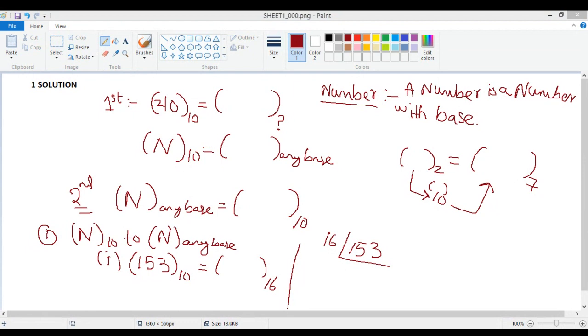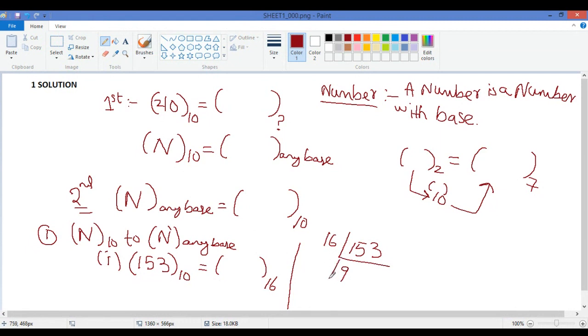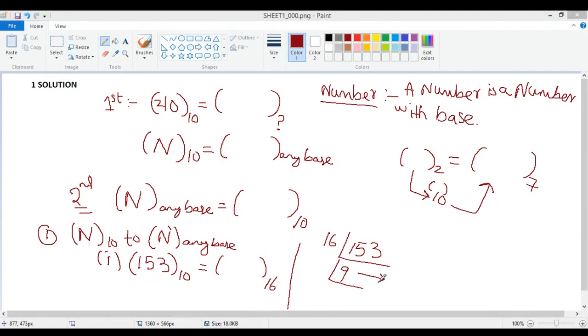Yeah, 153, if you divide it by 16, 9 times it goes, okay? So 16 into 9, 16 into 9 is how much? What remainder you will get? 16 multiplied by 9 is 144, correct? And 153 minus 144 is remainder 9.